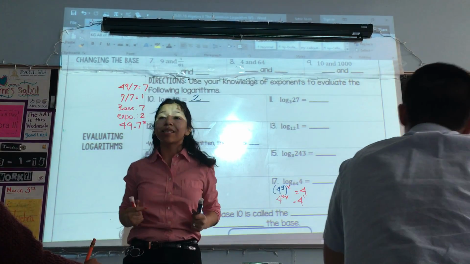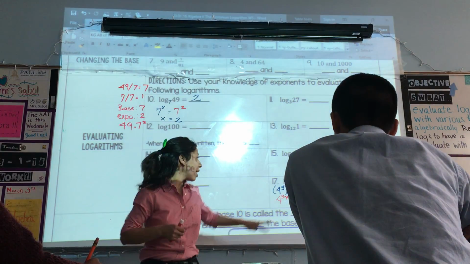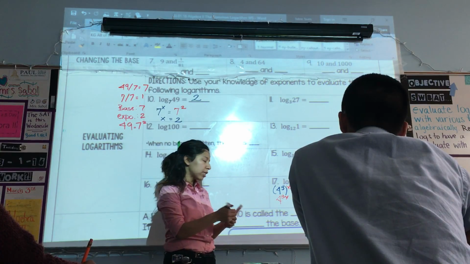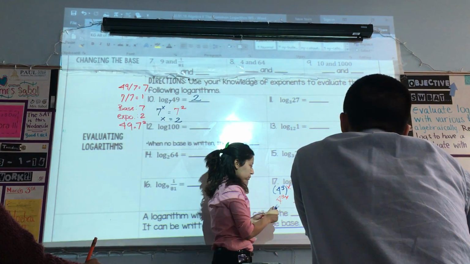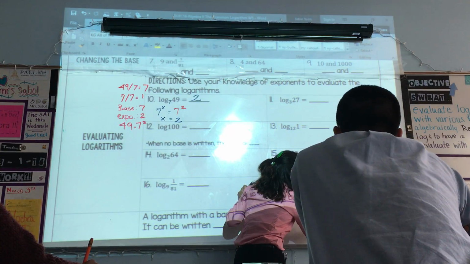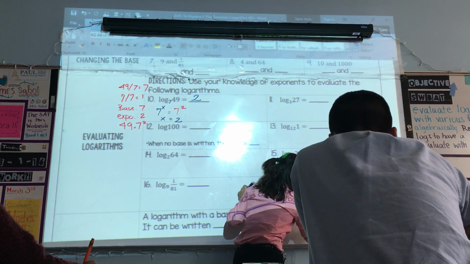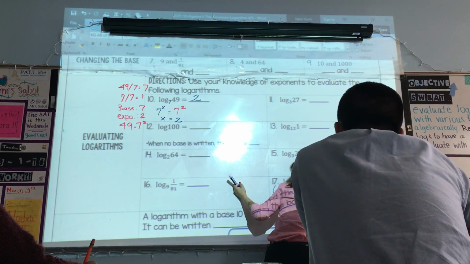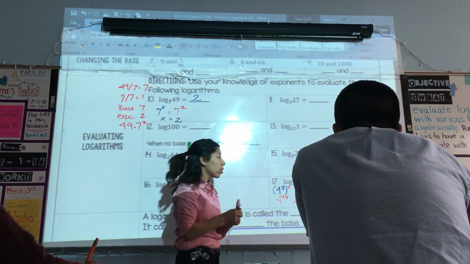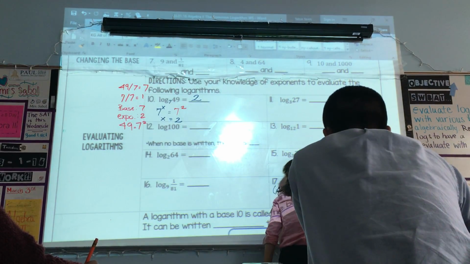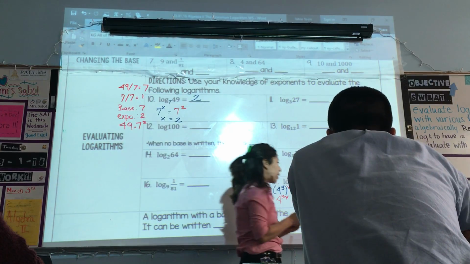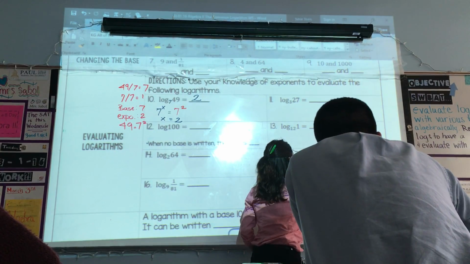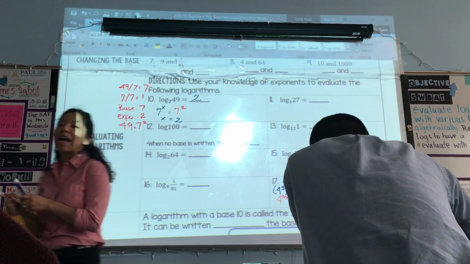All right, now that we have the same bases, we can drop them and set our exponents equal to each other. So we're going to set this as what? 3x equals 1. And then Ronnie's saying divide 3 on both sides. Why does he want to divide both sides by 3? To get x by itself. So we get x equals 1 over 3. Very good, guys.